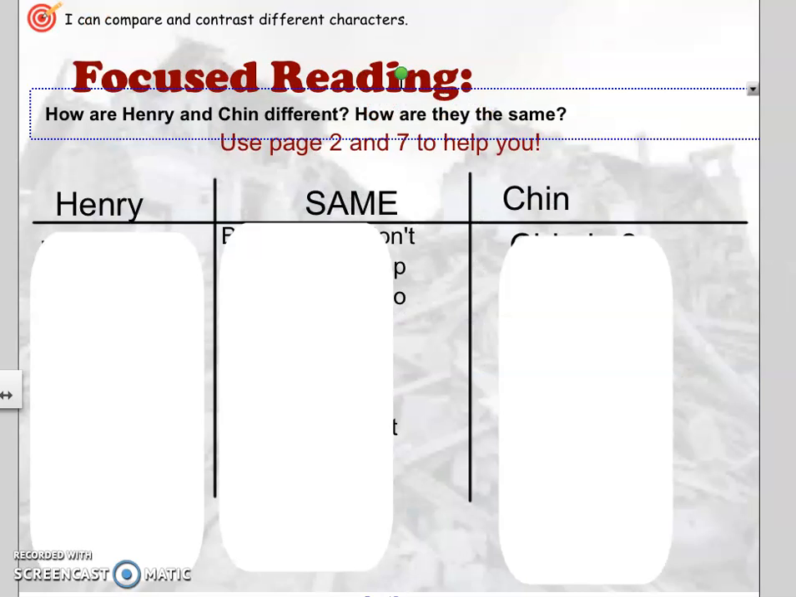Now, let's think about how Henry and Chin are different and how they are the same. Using our graphic organizer, I want us to think about how Henry and Chin are different and how they are the same.